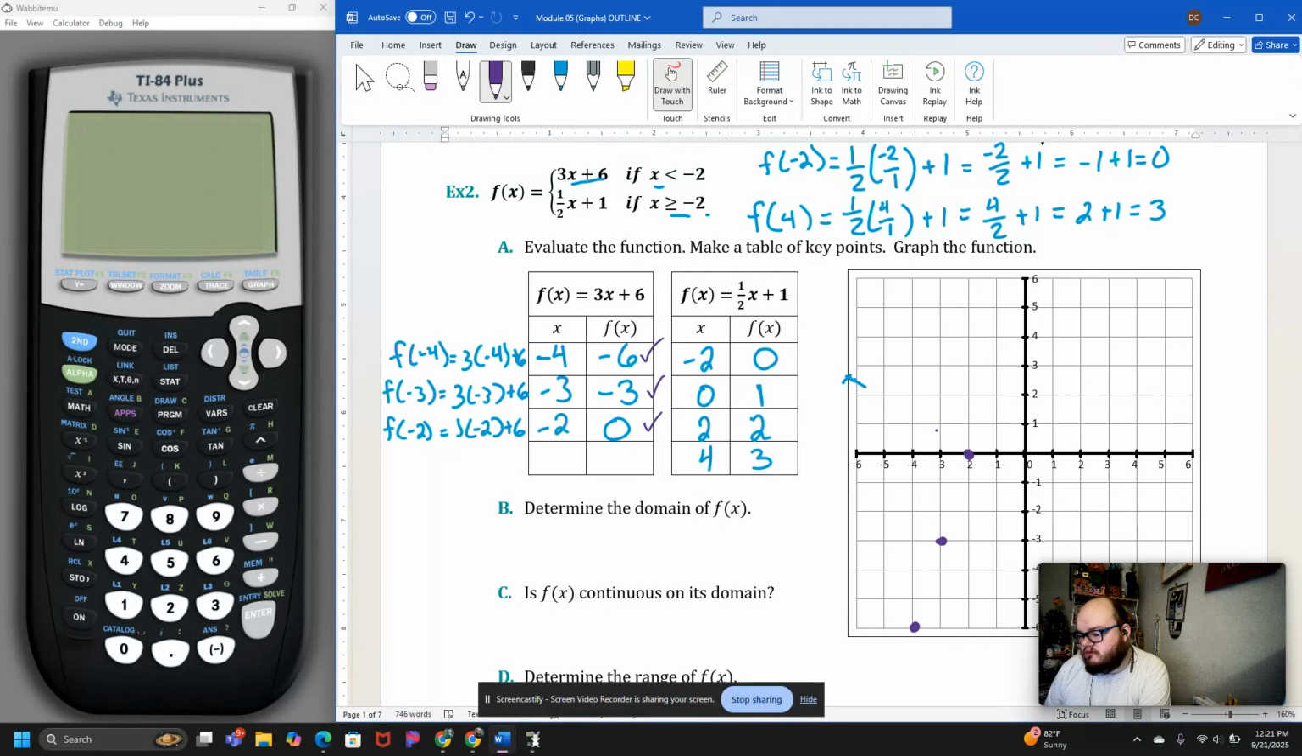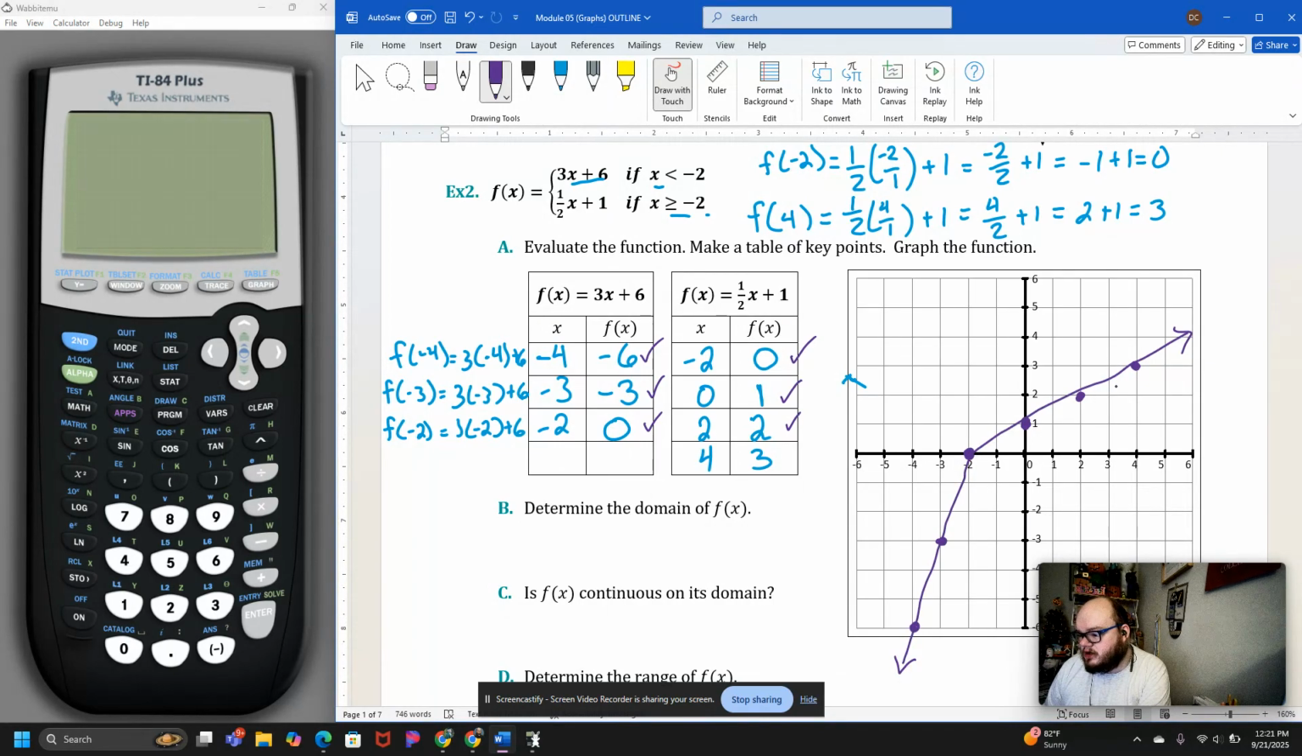And then on this one, I've also got negative 2 and 0, so we would color that again. That's why there's not going to be a hole in this one. And then we got 0 and 1. We've got 2 and 2. We've got 4 and 3. Okay, so I'm going to connect the dots. I'm not ever the best at this. And then it's much easier to do on a piece of paper with a ruler.